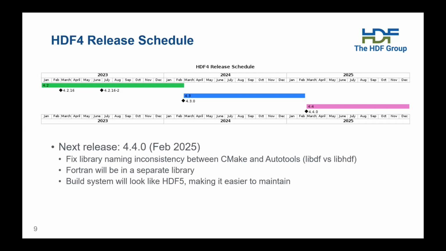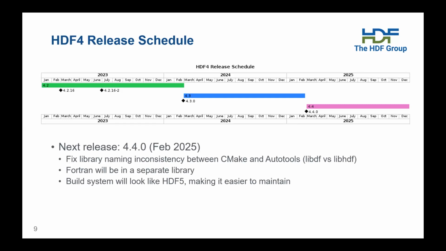And that's to fix some library naming inconsistency. So CMake and the Autotools build different names of libraries, and so we're going to unify that, and then Fortran will be in a separate library. So if you build things with HDF4 and you're going to be updating to 4.4, there will be some linkage names that you'll have to change and things like that.